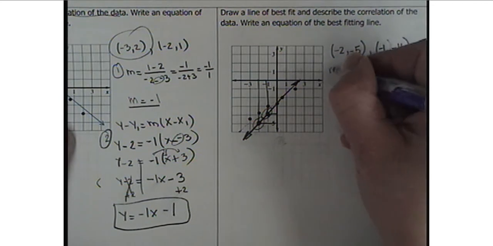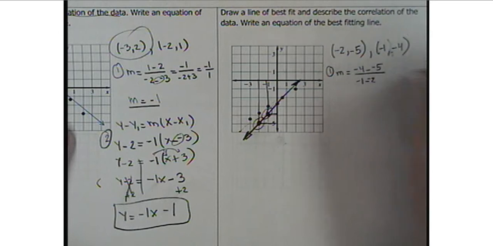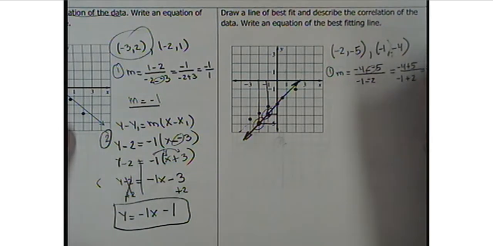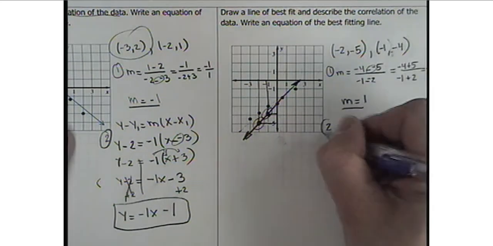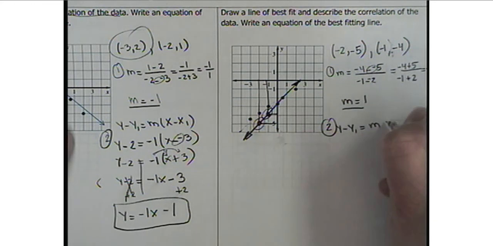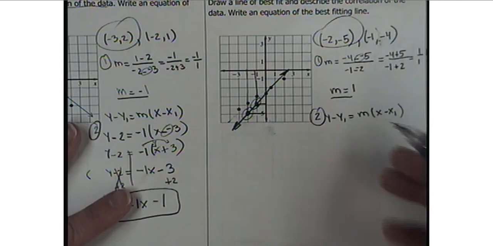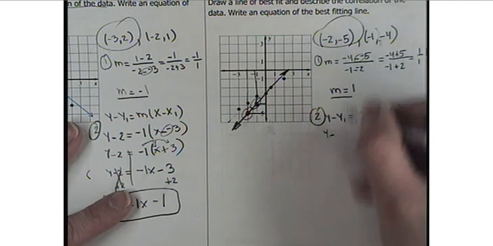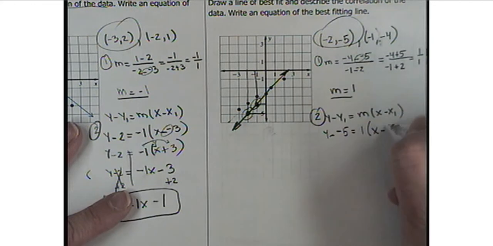We will begin with step 1, calculating the slope: -4 minus -5 over -1 minus -2. So this will be -4 plus 5 over -1 plus 2, which is 1 over 1. So the slope here is just 1. Then step 2: y minus y1 is equal to m times x minus x1. Again, we'll pick the first point, it doesn't matter which one. So y minus y1, which is -5, equals the slope 1 times x minus -2.